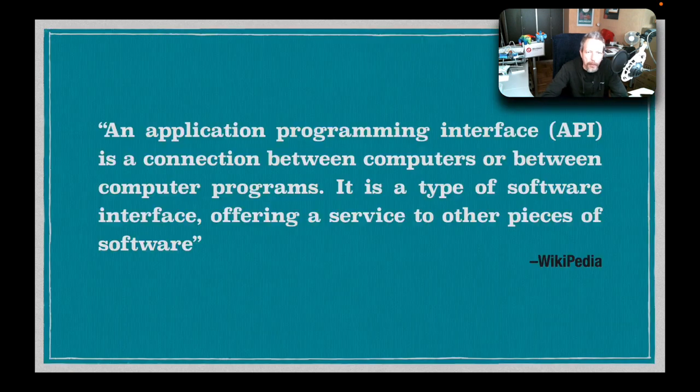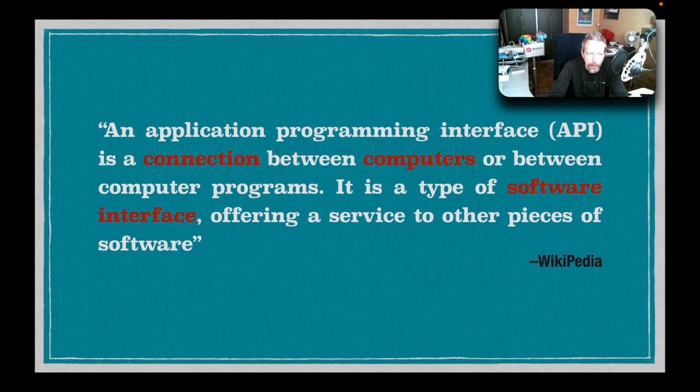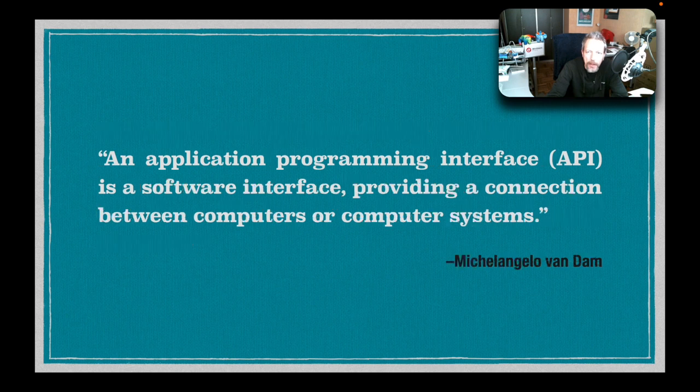If we go to Wikipedia for a definition of an API, we get to the point where they say it's a connection between computers, computer programs, a type of software interface offering services to other pieces of software. It's a very long narrative statement. If I just look at what is important in this definition, I come to my own definition. An application programming interface is a software interface providing a connection between computers or computer systems.